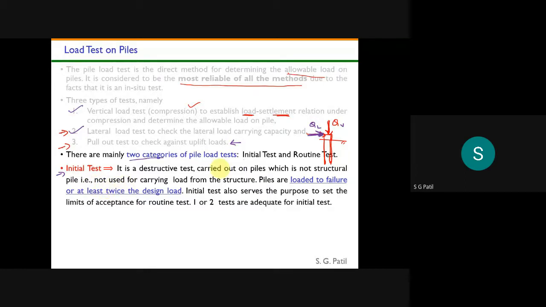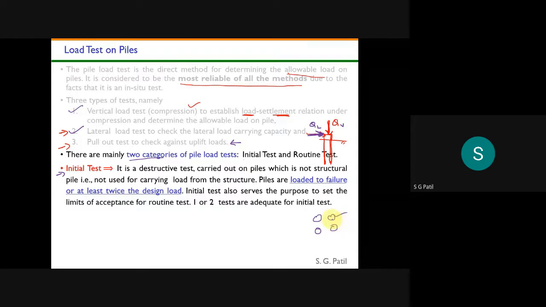Whatever pile you choose for the initial test, those piles will not participate in the load carrying mechanism once you build your superstructure. In my beginning class itself, I told whenever you are casting the piles, we will cast some extra piles. Those extra piles will be used to do these initial tests, because once you do the initial test on these piles, you apply the load on the pile until it fails.